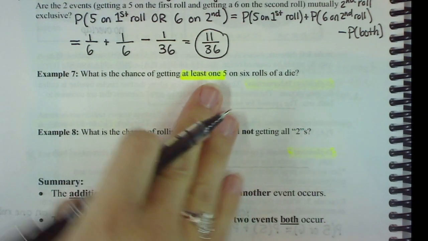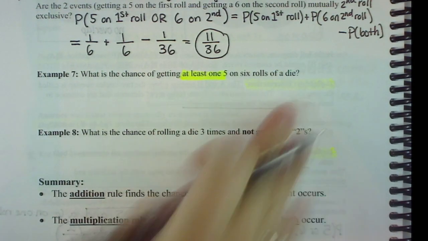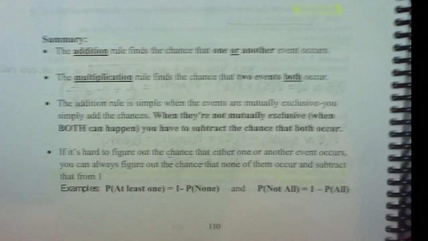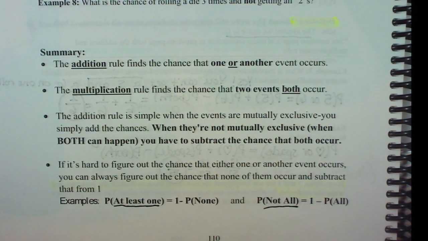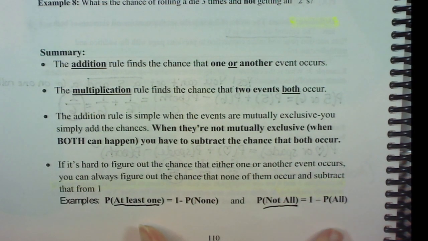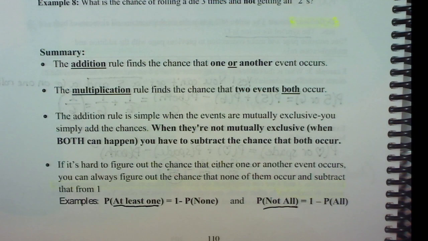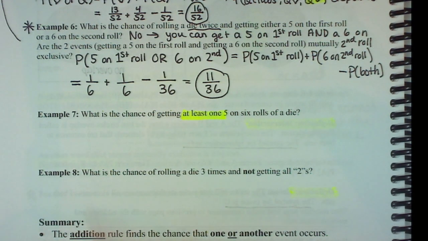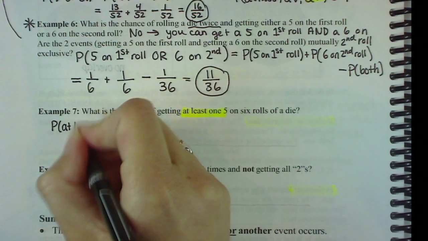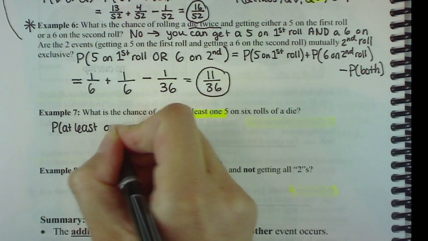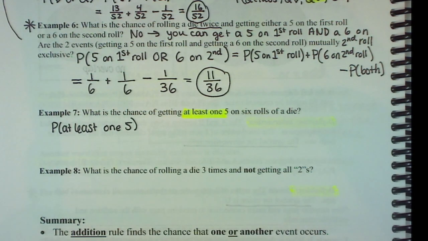It's as simple as if the problem says these words. Like if you see in the problem the words at least 1 or not all, then you can cross out all the answers that don't have a 1 minus, because those are the 2 cases where it's easier to look at the complement. So here I know my answer is going to have a 1 minus because it says at least 1.